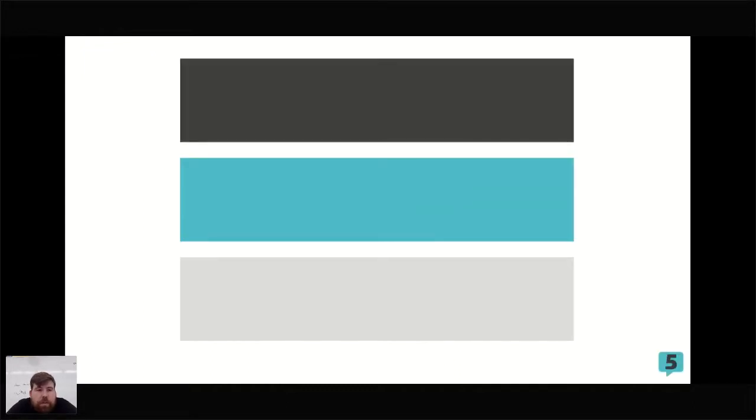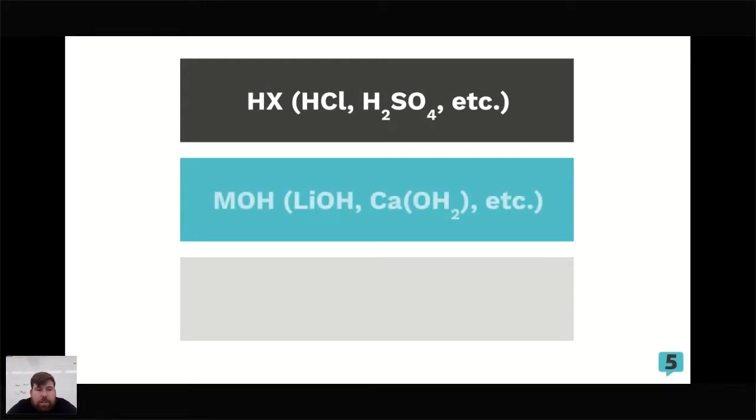So let's go ahead and remind ourselves of a couple examples. We have anything with a hydrogen written in front. So this HX, X is not an element, obviously, it's representing something else. So it could be hydrochloric acid, which is HCl, sulfuric acid, which is H2SO4, et cetera. We can also have the metal hydroxides. Once again, that's represented with MOH. There is no element named M, so we can replace it with any metal. So lithium hydroxide, calcium hydroxide, et cetera.